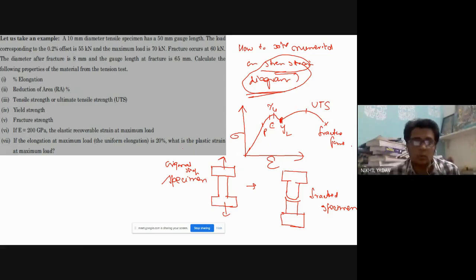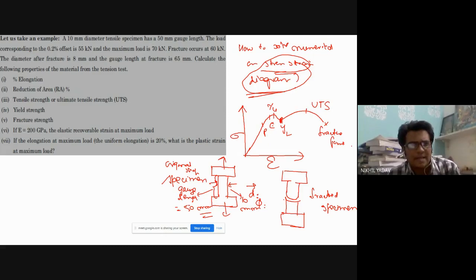Okay, so what is given in the numerical problem is that a 10 dia specimen has a 50 gauge length. So this part is known as the gauge length. Its value is 50. And it is saying the 10 dia, so it means that its dia at the initial condition was 10, right?